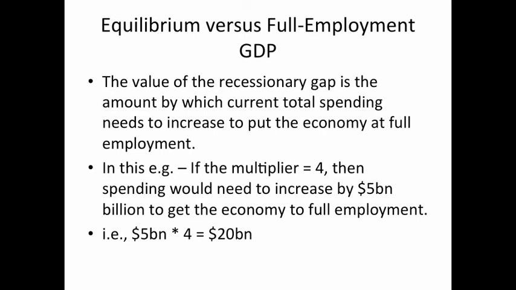So again, what is the value of the recessionary gap? How much do we need to increase spending by to get the economy to full employment? Again, you have to know the multiplier. In this case, the multiplier is 4, so we need to increase spending by $5 billion, because the $5 billion increase in spending would then hit the multiplier of 4, would create a $20 billion increase in real GDP, and that would put the economy at full employment.